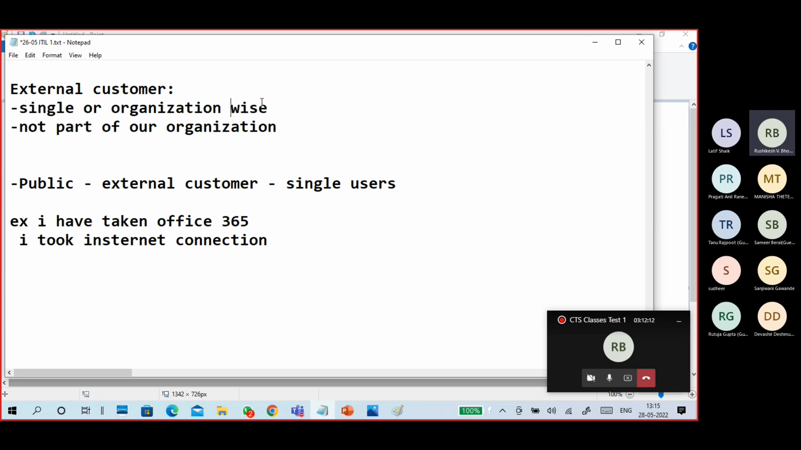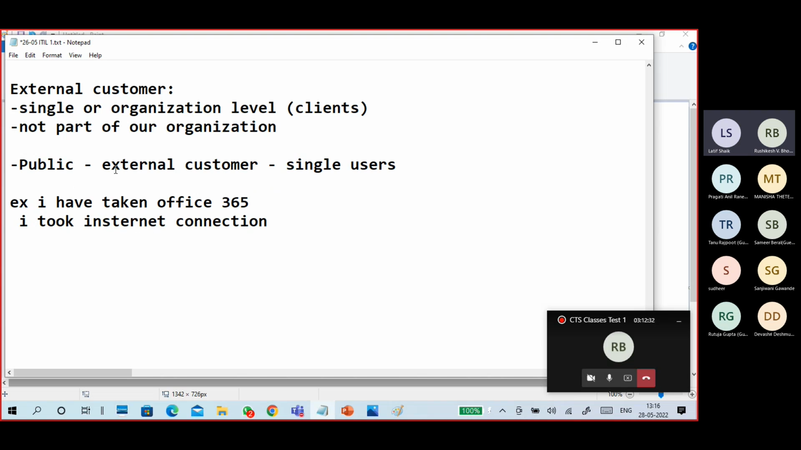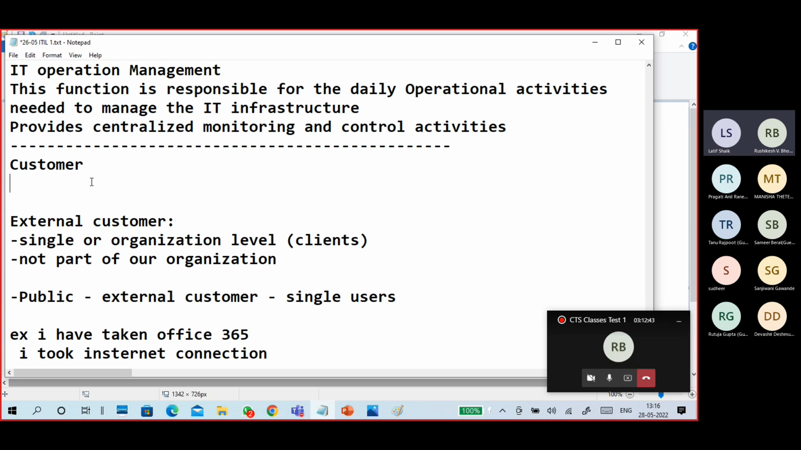Organizational level. Normally, external organization-level customers are there. Single or an organization. Single means it's like public customers. Organizational level is like clients. Special clients also there. So in my example, the main important point is they are not part of our organization. Either they have taken a service.